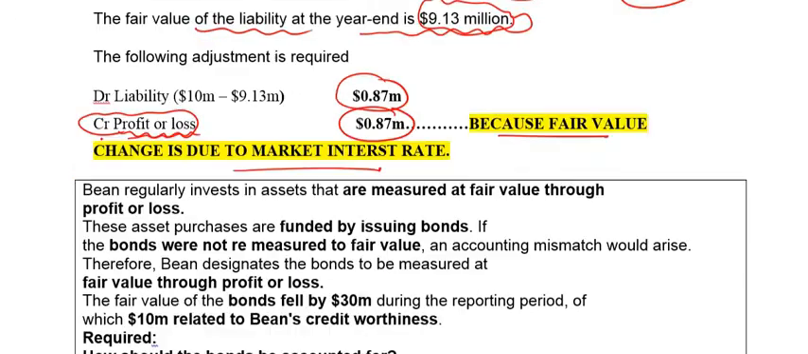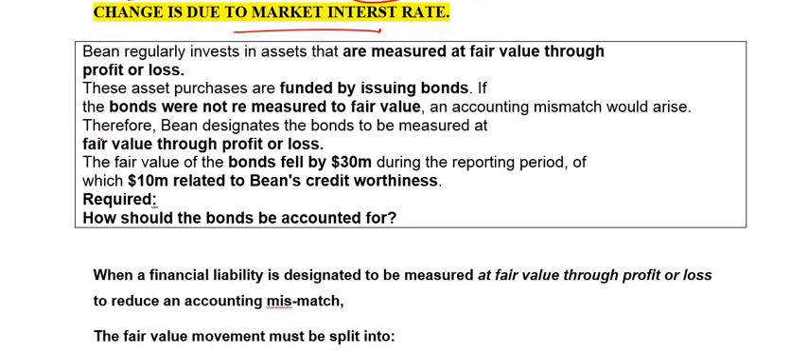Okay, now come to another question. Question number being regularly invest an asset. So this being as regularly invest that are measured at fair value to profit or loss. So being invest an asset, and that asset is normally measured at fair value to profit or loss. Okay, this is clear now.